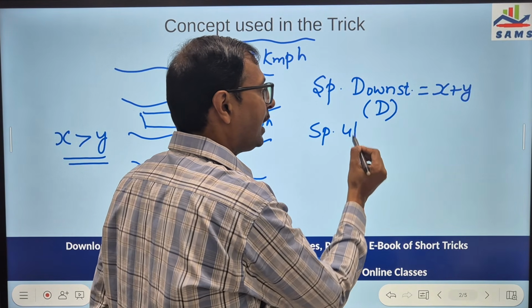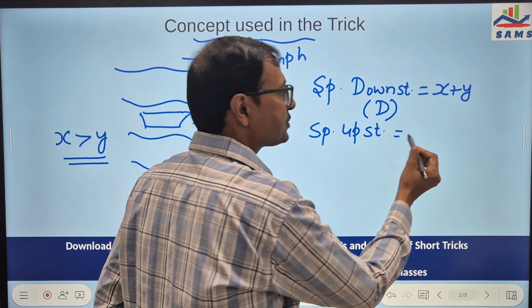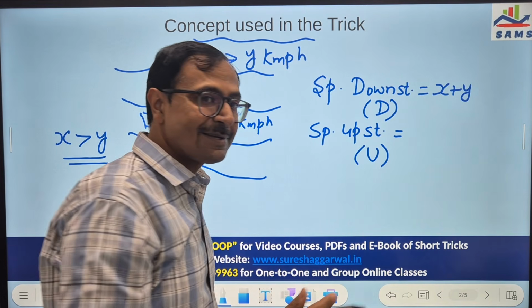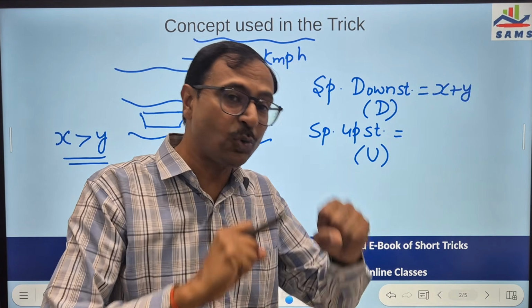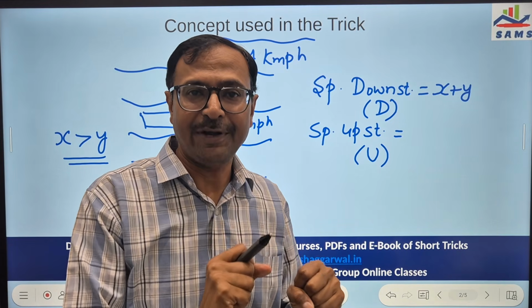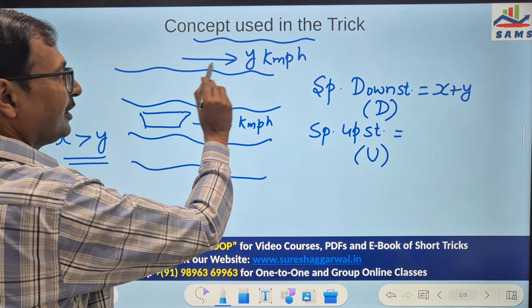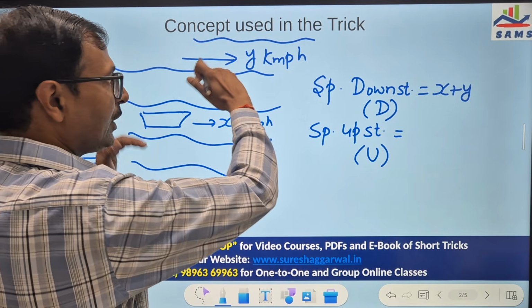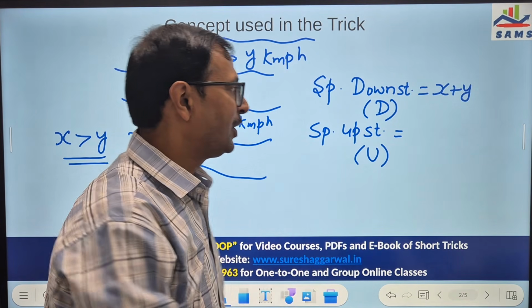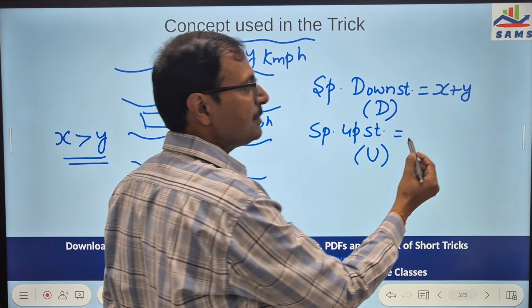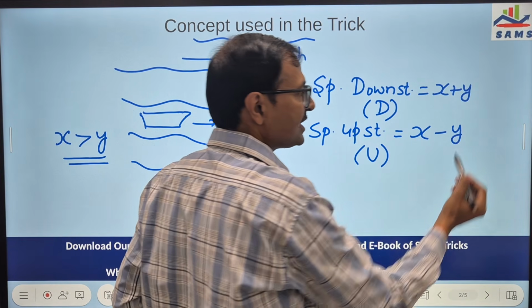And whenever you are going upstream, what do you mean by upstream? Upstream means the wind is blowing in the opposite direction, so you are trying to force through the wind, or the river is flowing in a particular direction and you are going opposite to that. That is called upstream. How do you find the speed upstream? It is x minus y.